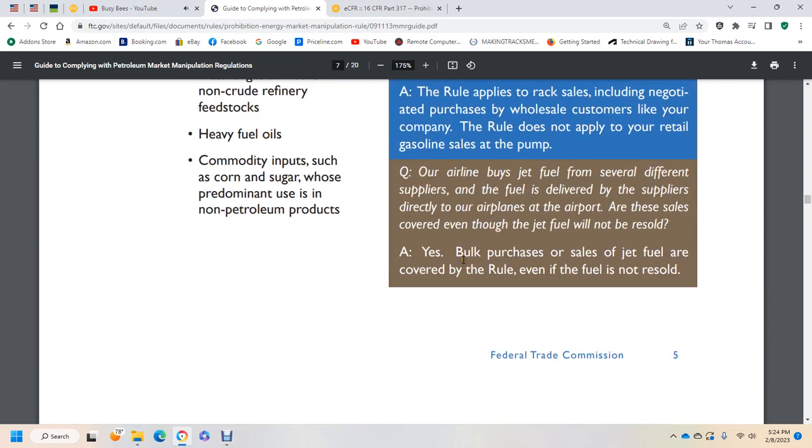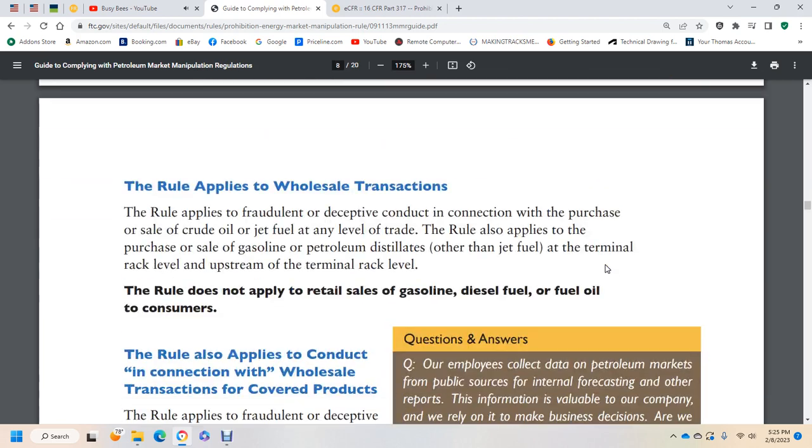Question: Our airline buys jet fuel from several different suppliers. The fuel is delivered by the suppliers directly to our airplanes at the airport. Are these sales covered even though the jet fuel was not resold? Answer: Yes, bulk petroleum purchases and sales of jet fuel are covered by the rule even if the fuel is not resold.